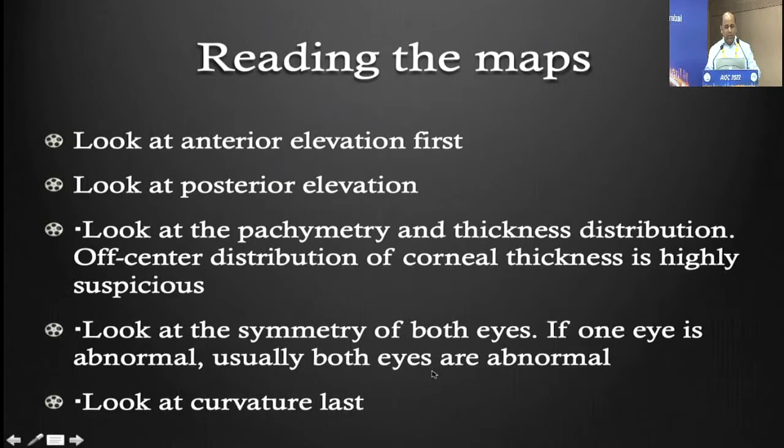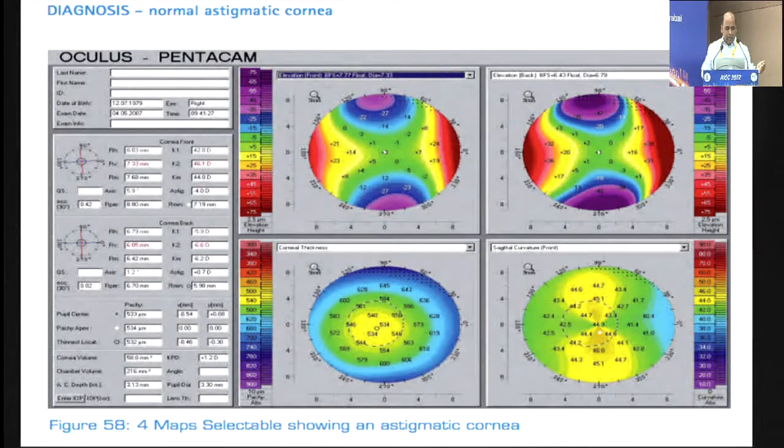After these three, we have to look at the symmetry of both the eyes, how the distribution is there, whether the superior inferior symmetry is more or less, and if the two eyes show different superior inferior symmetry, then again it is a suspicious case. And we have to look at the curvature in the last. So this is a normal astigmatic cornea. You can see the K readings are 42 and 46. Although the superior inferior symmetry is not there, this is a normal cornea.